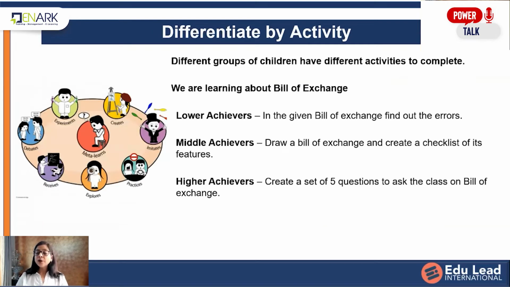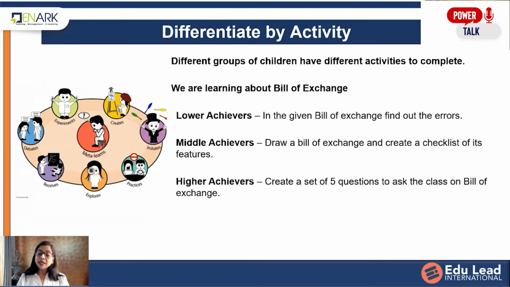Now let's see, how do we differentiate by activity? Suppose the children are reading about bill of exchange. I've tried to take examples from different subjects and for different age groups. So if the children are learning about the bill of exchange, for the low achievers: in the given bill of exchange, find out the errors. So already a bill of exchange is provided to them and they're supposed to be finding out the errors in that.